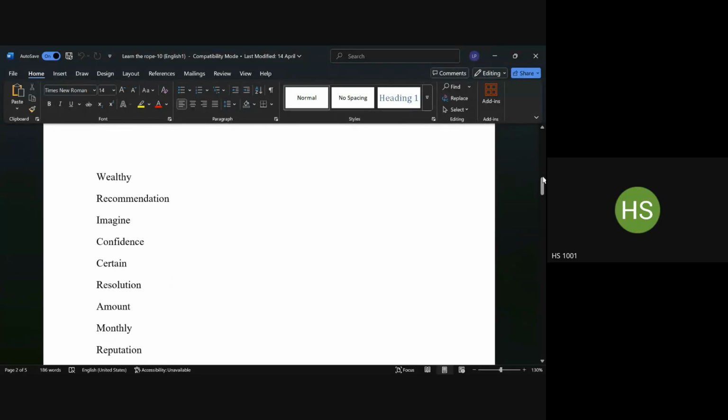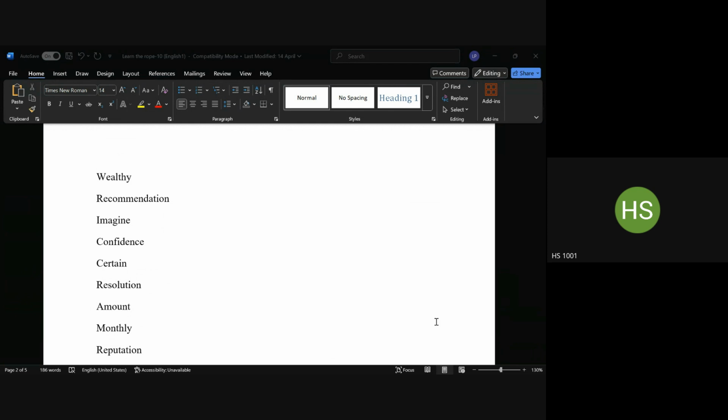Next one is wealthy. Wealthy. Second one? No, it's not on the second one. It's on the first one. But do you know what is the reason for that? We mark it on the first syllable. But what's the reason? What is wealthy? What's the word class? What category word is this? It's an adjective, right? So it's a disyllabic adjective, and hence the stress is again on the first syllable.